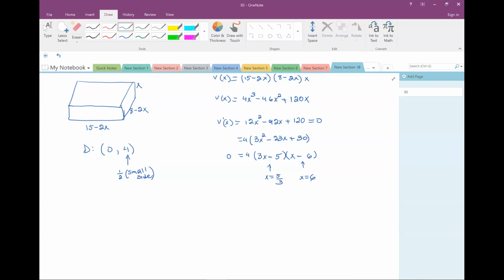In another problem where it wasn't a word problem, you would have two critical points. You would put them on a number line, maximum, minimum, and so on. But this is now a physical problem. We've got a sheet of cardboard, and we have to be able to make a physical box. So 6 is not in my domain because it can only be from 0 to 4. So I can just throw away 6, but the 5/3 will work.